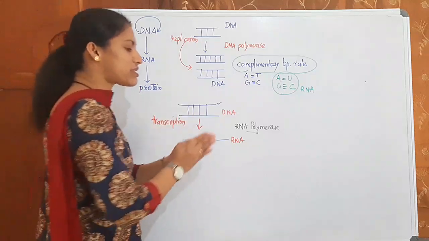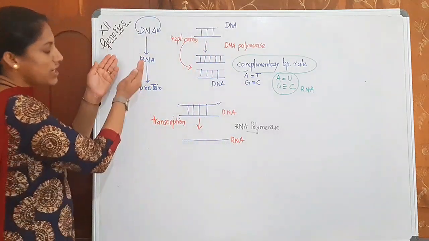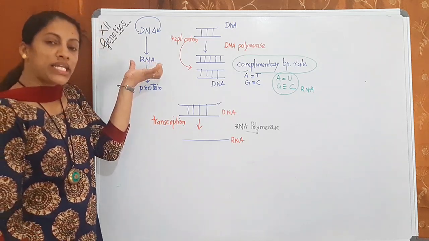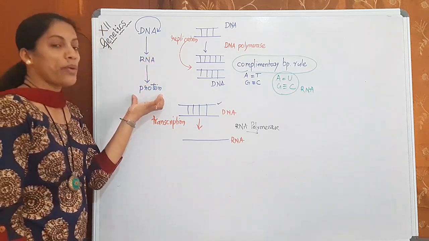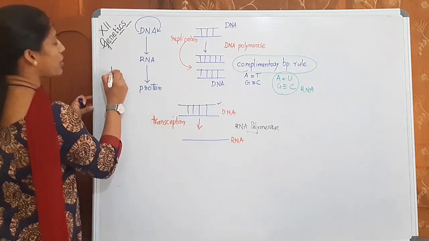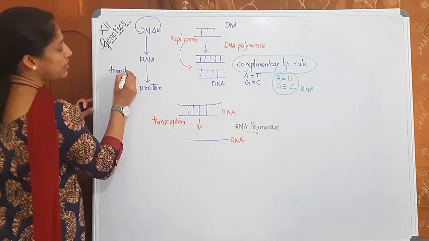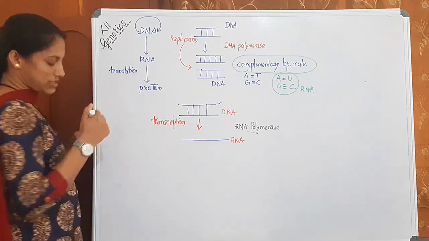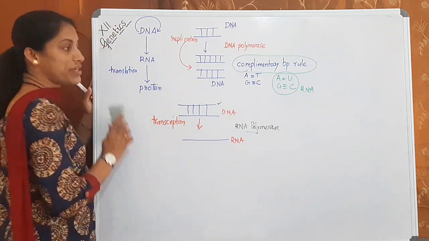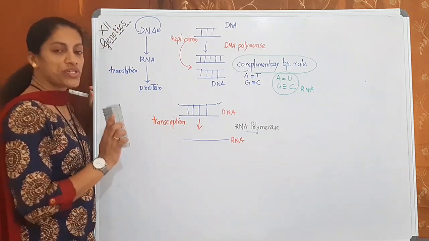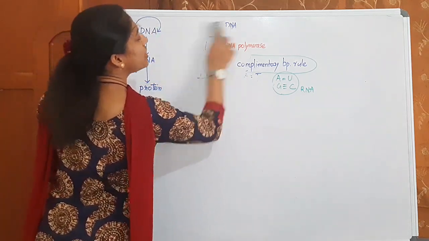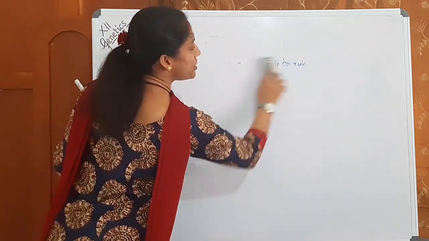Then come to the next step of the central dogma. The next step is RNA. The information in the RNA should be copied to protein for the expression of character. This process is known as translation. Then tell me, what is the principle of translation? Is there any complementary base pairing existing? That is what we are discussing, and then you will understand the need of a genetic code.